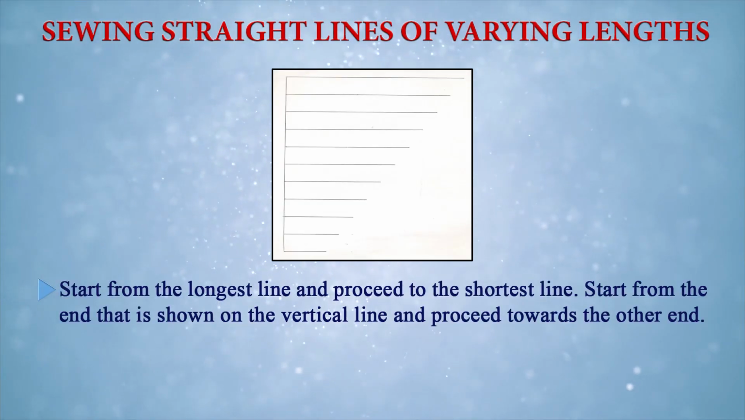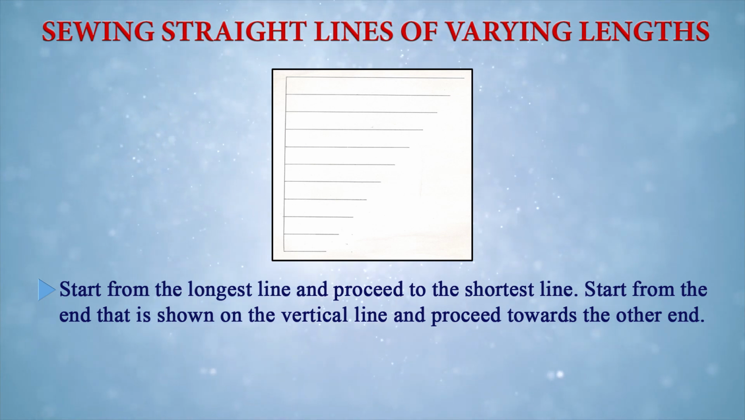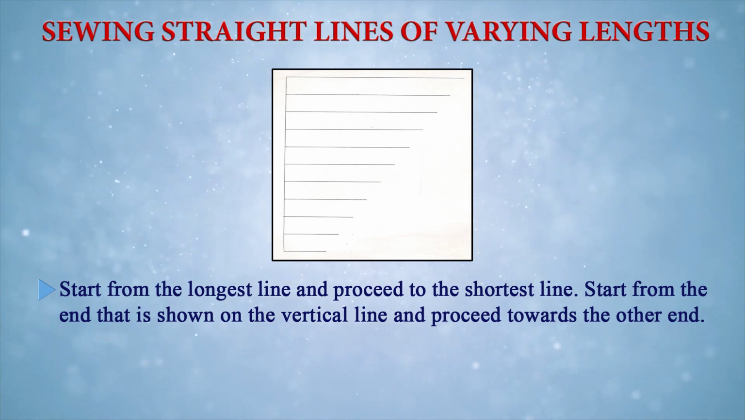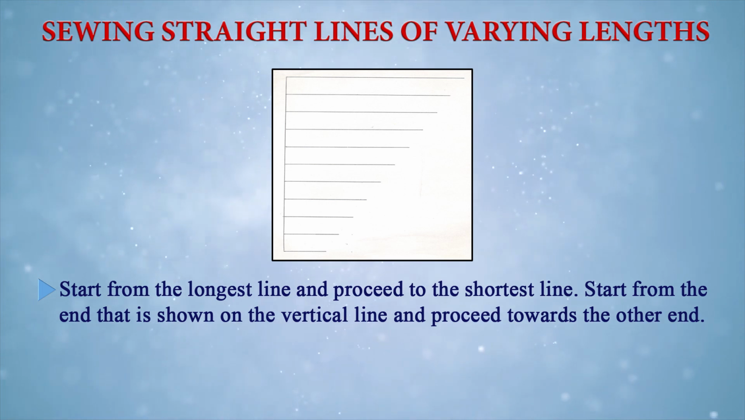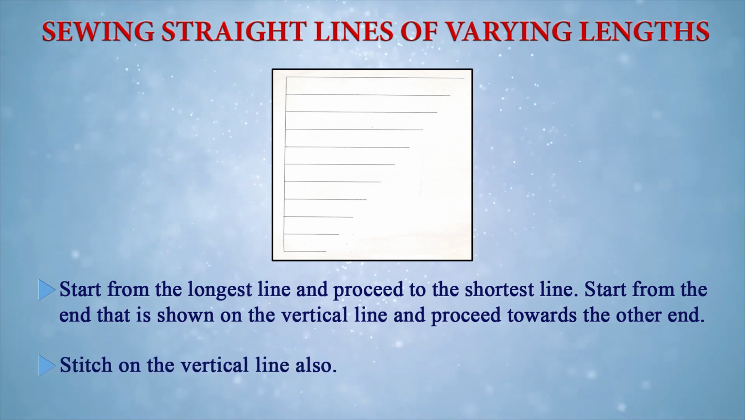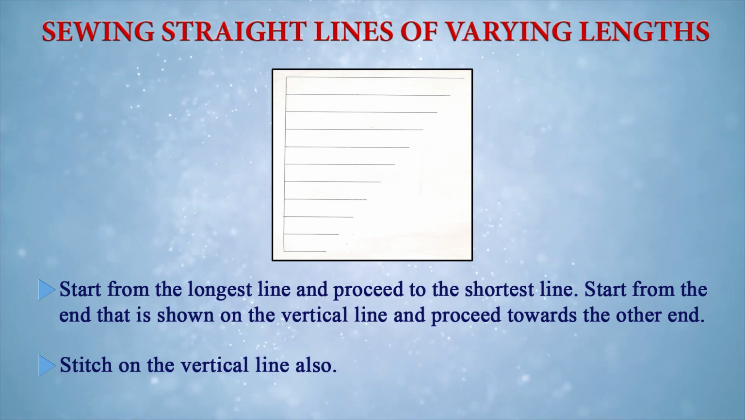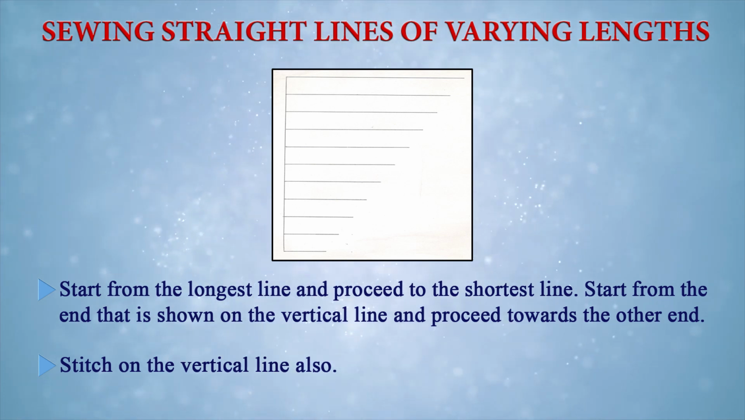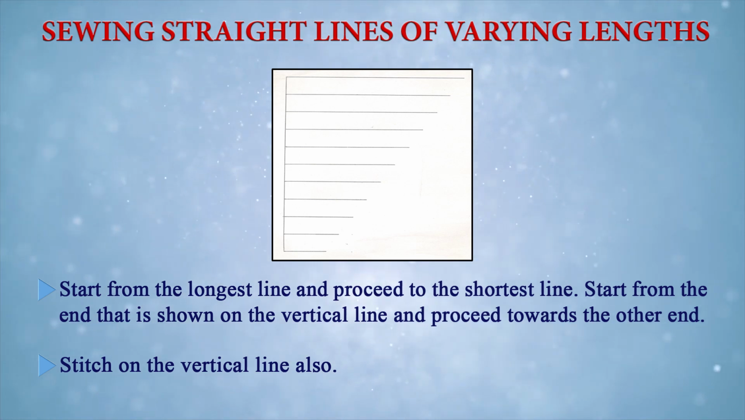Then sewing straight lines of varying lengths. We draw straight lines of various lengths, some short and some long, in ascending and descending order. Start from the longest line and proceed to the shortest line. Start from the end that is shown on the vertical line and proceed towards the other end, and then stitch on the vertical line also. This is how we practice sewing straight lines of varying lengths.